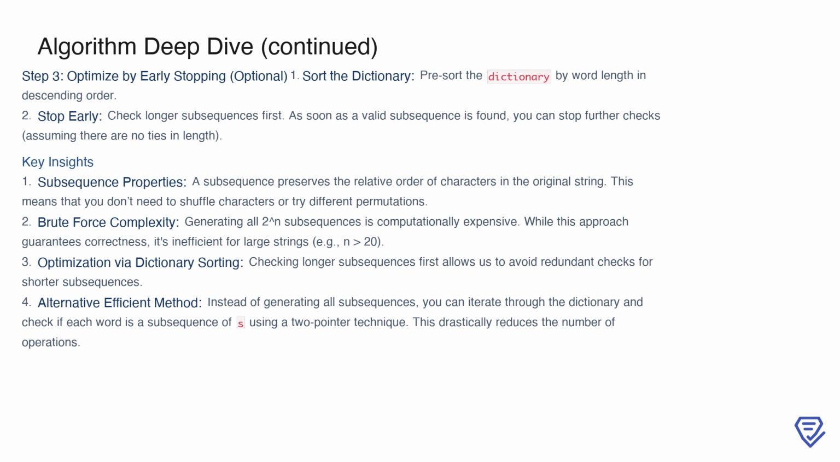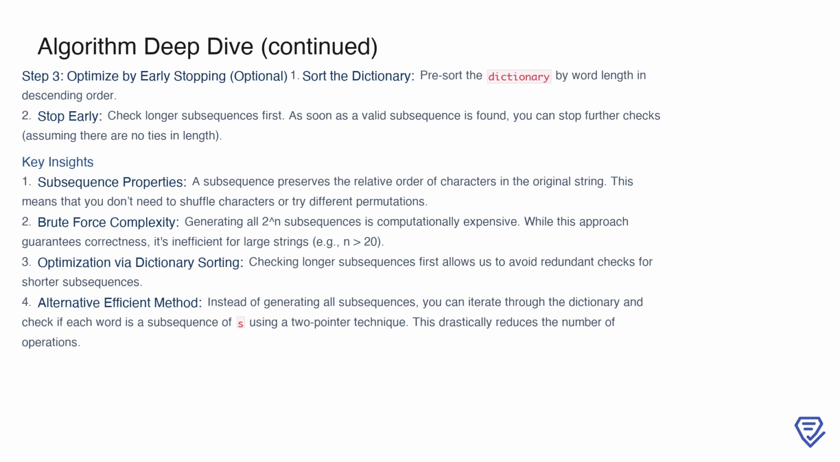A few key insights are worth noting here. First, subsequences preserve the relative order of characters in the original string, so we don't need to consider permutations. Second, while generating all 2 to the power of n subsequences guarantees correctness, it is computationally expensive and inefficient for large strings. By sorting the dictionary and focusing on longer words first, we can reduce redundant checks for shorter subsequences.